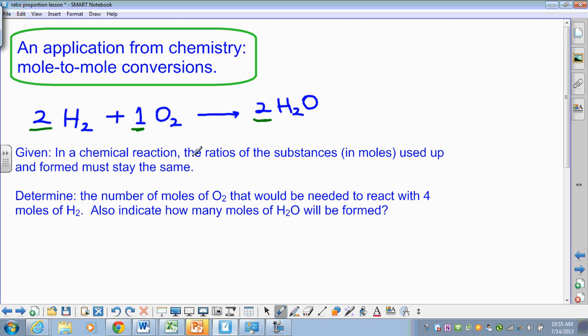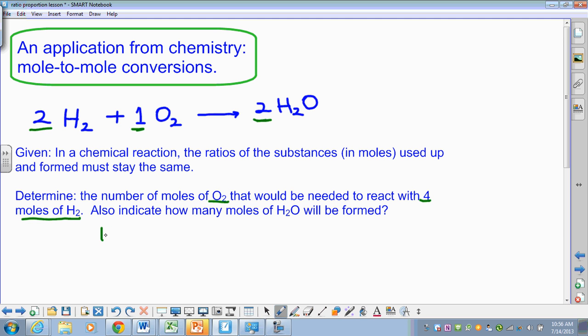It's given that in a chemical reaction, the ratios of substances in moles used up and formed must stay the same. So the 2 to 1 to 2 ratio in terms of moles will always remain the same. That means, to answer the question here, determine the number of moles of oxygen that would be needed to react with 4 moles of hydrogen. So we're going to use the same ratios. We're given 4 moles of H2, and we're trying to determine the number of moles of O2.